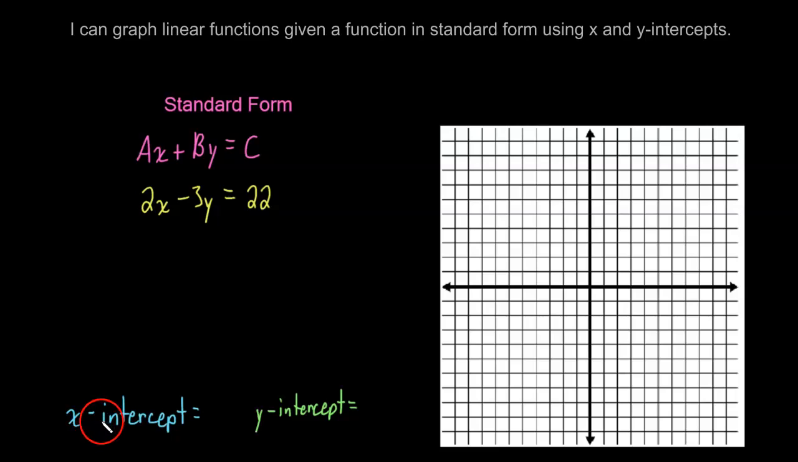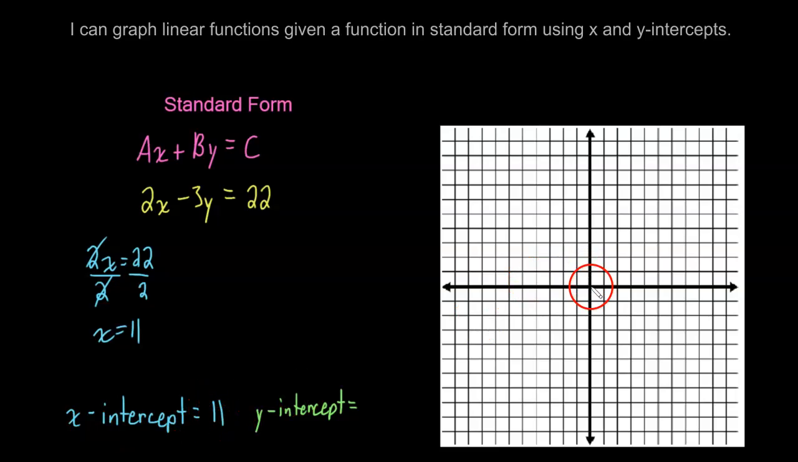If we were to try to find our x-intercept, we know that our x-intercept is when y is equal to 0. So if we plug 0 in for y, that would get rid of this minus 3y, because 3 times 0 is 0, right? So we would get 2x equals 22. This is easy to solve. We just divide by 2 and divide by 2, and we end up with x is equal to 11. So our x-intercept is equal to 11.